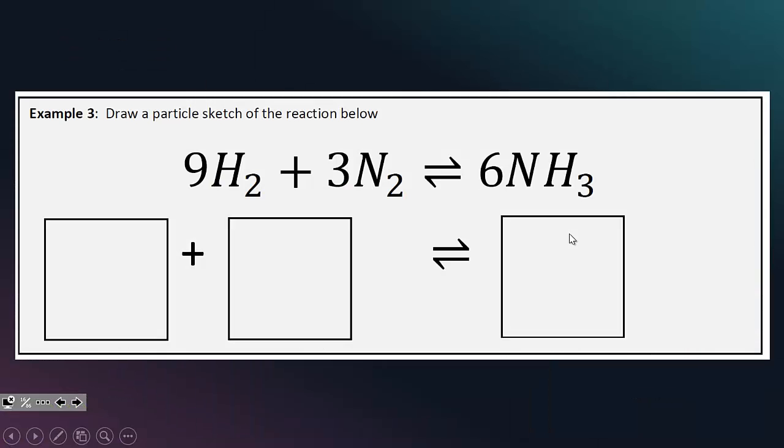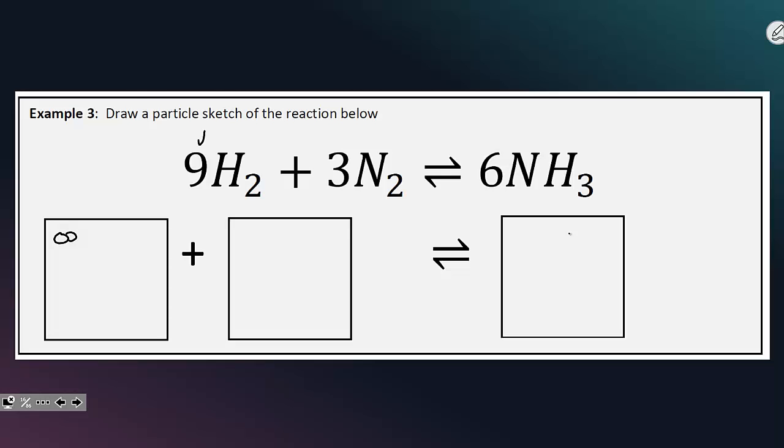Particle sketches actually can be used to balance reactions, so understanding what a chemical reaction shows might help you understand what we will be doing later. So for this example, I'm asking you to draw particle sketches of the Haber process when hydrogen and nitrogen form ammonia. So hydrogen is an elemental molecule, so we might show it as such. 2 circles touching, 2 exact same circles.